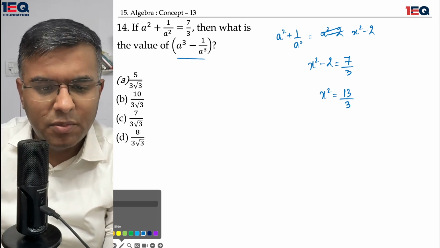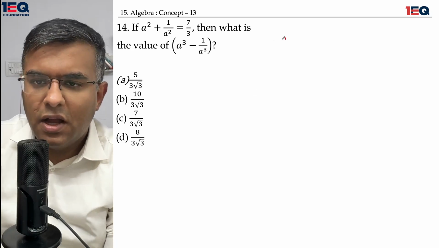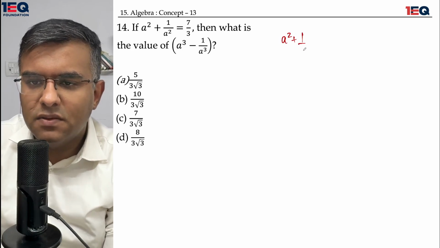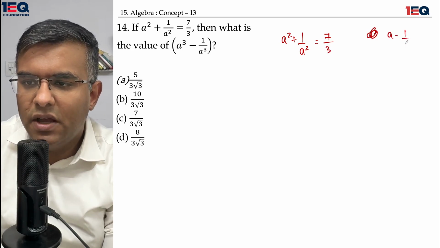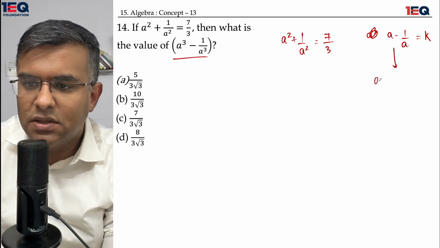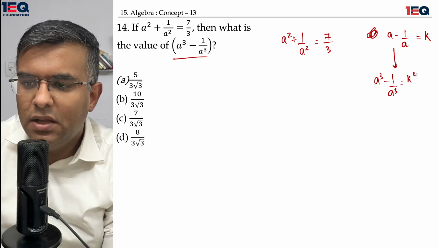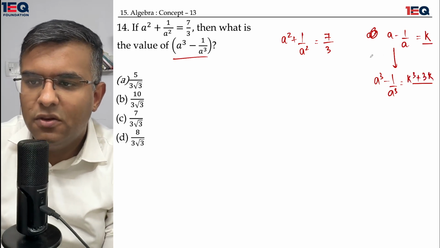It will be easier for me to solve it that way. Okay, I'll just quickly redo it. I have been told that a square plus 1 upon a square is equal to 7 upon 3. If I reach a point where I can write that the value of a minus 1 by a is available as k, then I can quickly reach my answer as a cube minus 1 upon a cube by saying that k cube plus 3k is going to be my answer. So let me find the value of k first.